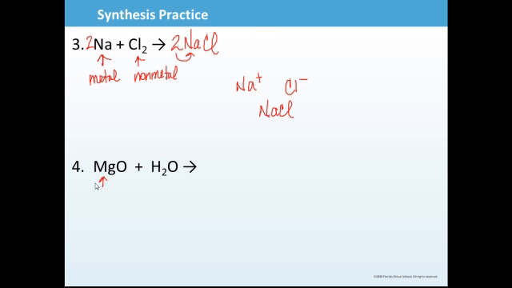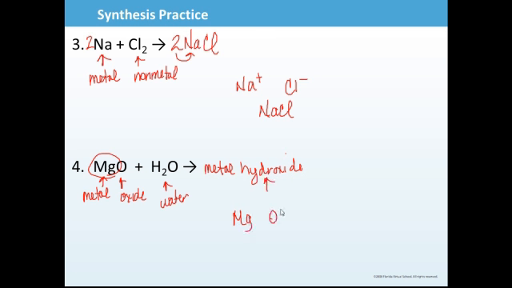The 4th and final example, we have a metal oxide and water. What happens when we have a metal oxide plus water? If you said we're going to form the metal hydroxide, you are correct. So what you do is you go back to the metal, we have Mg, and then we have hydroxide, OH. You look at their charges.